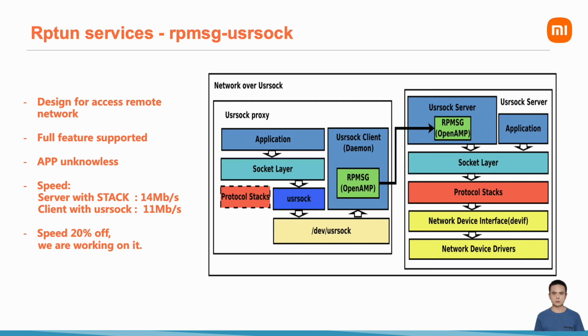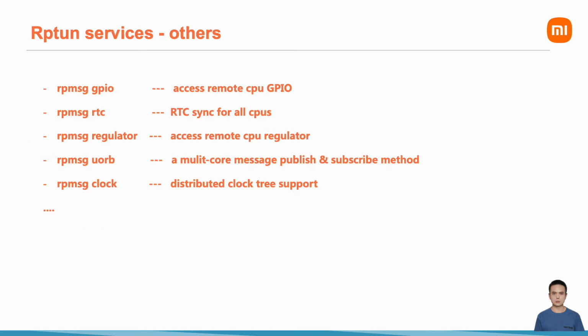About the speed, assume the current server with the stack is 40 megabits, and the client with usrsock is 11 megabits. It is 20% off, a bit slow. Now we are working on it to improve the speed. Let's see the others.